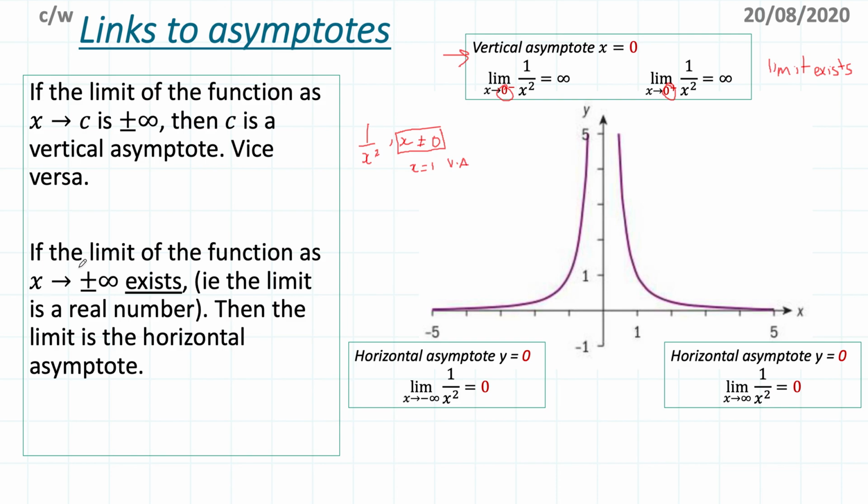Now, for the horizontal, if the limit of the function as x approaches infinity exists, so you actually get a real number, then the limit is the horizontal asymptote. So in this case, I'm taking x to negative infinity, and my function ends up being 0. So then 0 becomes my horizontal asymptote. Similarly, for positive infinity, it also becomes 0, so y equals 0. So the horizontal asymptote is 0. So you can actually use these facts to link to asymptotes.